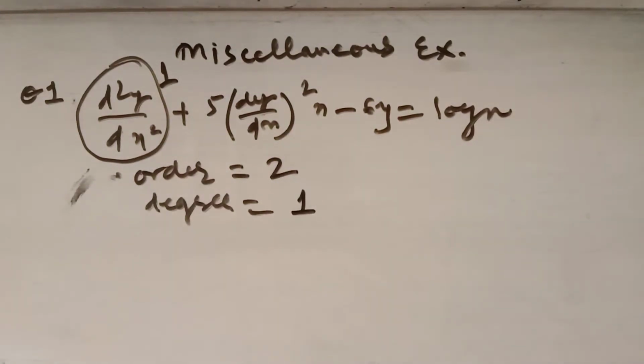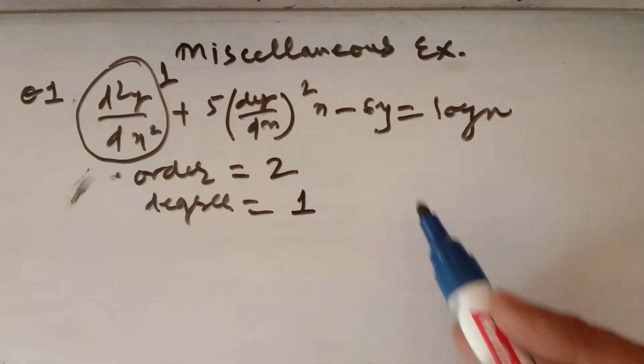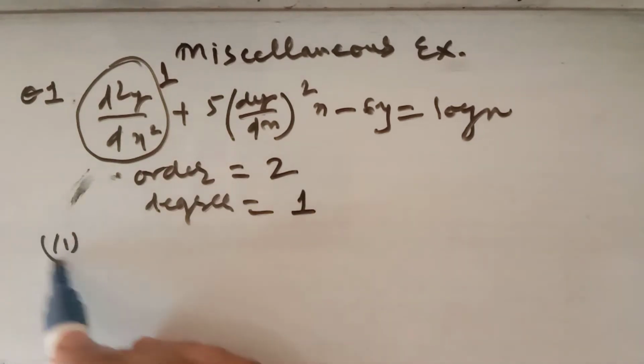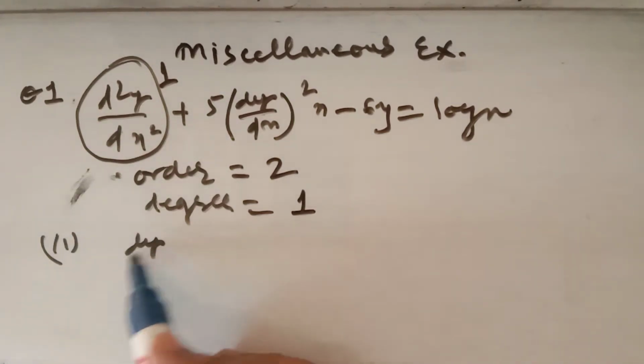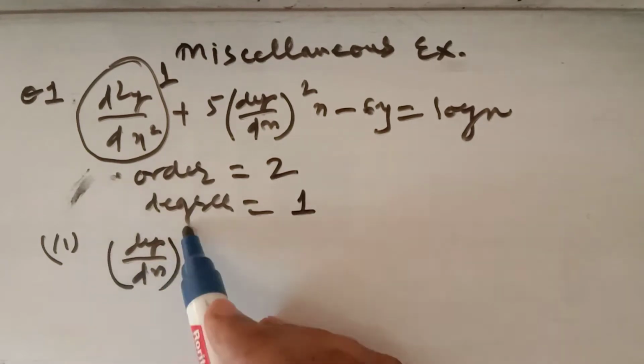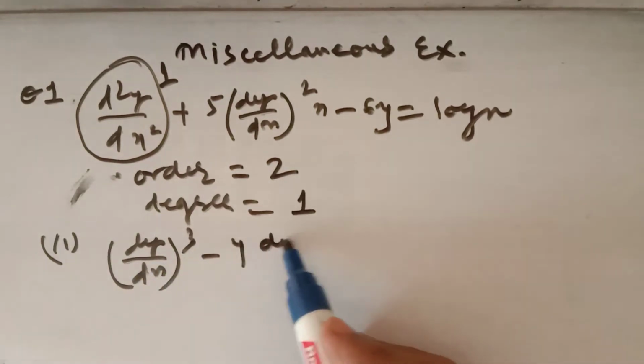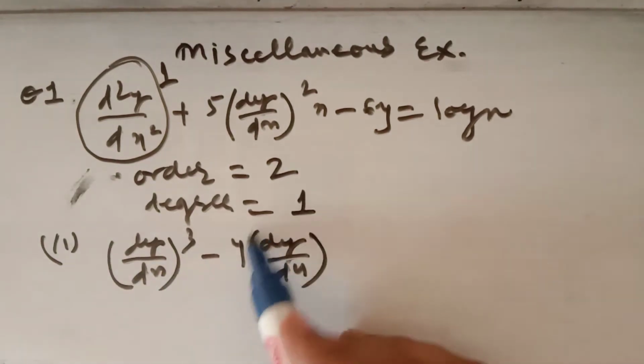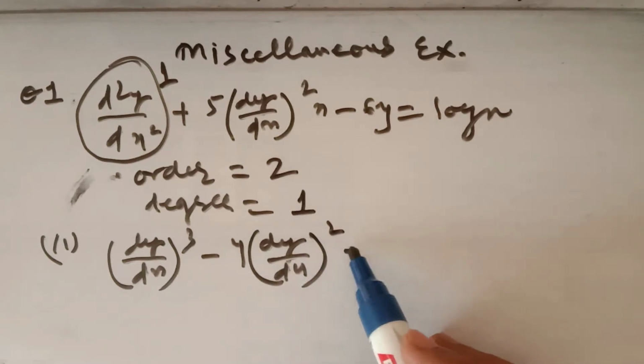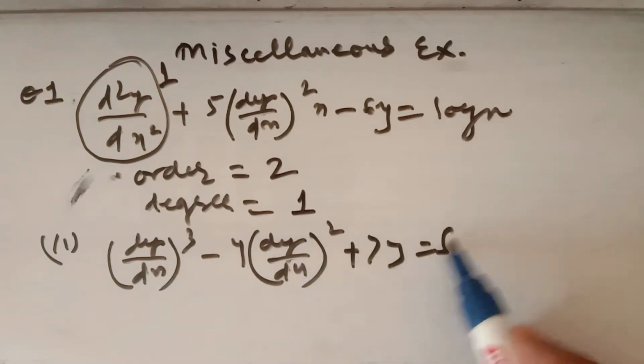So the order is the highest derivative in the differential equation and the degree is the power of the highest derivative in the differential equation. Now then the second part, we have (dy/dx) whole cube minus 4 (d²y/dx²) whole square plus 7y is equal to sin x.